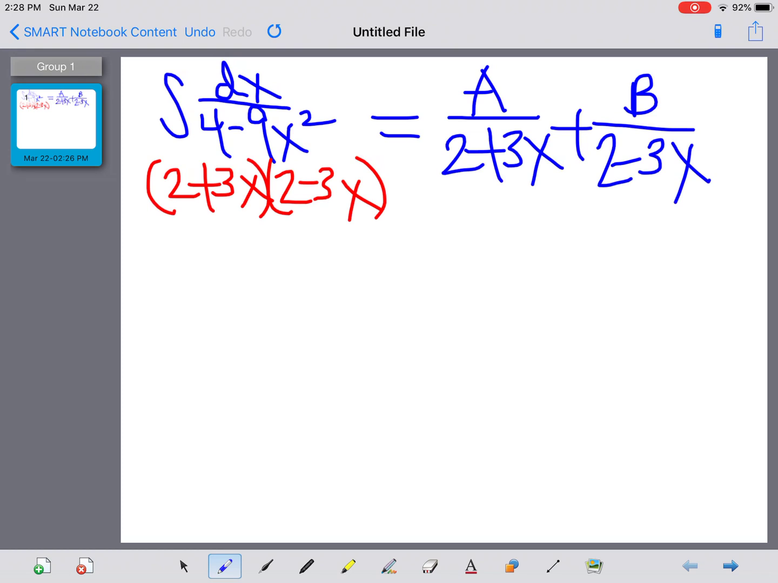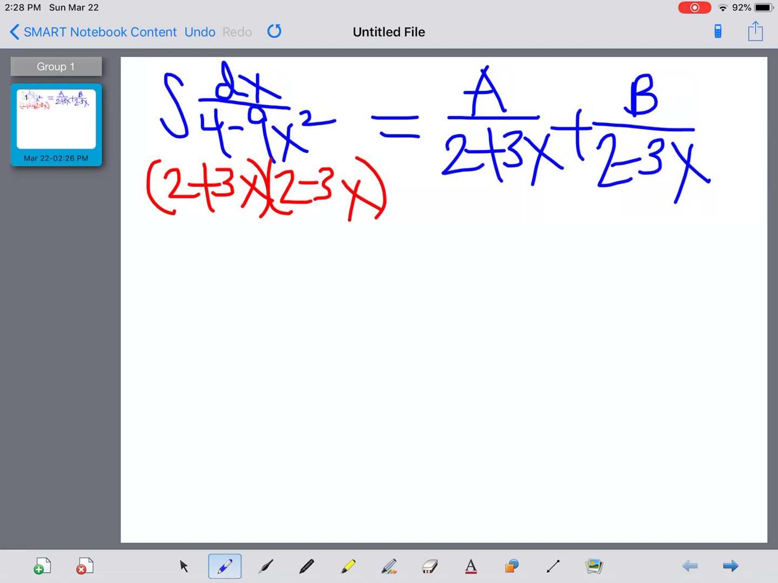Continuing Lesson 19, Integration of Rational Functions. In the last video we discussed how to break down one fraction into a sum of partial fractions. For this example, the denominator is a difference of two squares, so I already broke it down as 2 plus 3x times 2 minus 3x, and have already written the partial sums. Now we need to find A and B respectively.